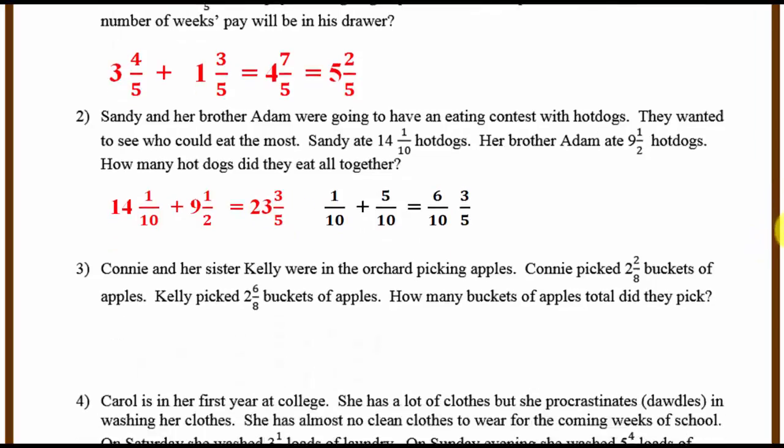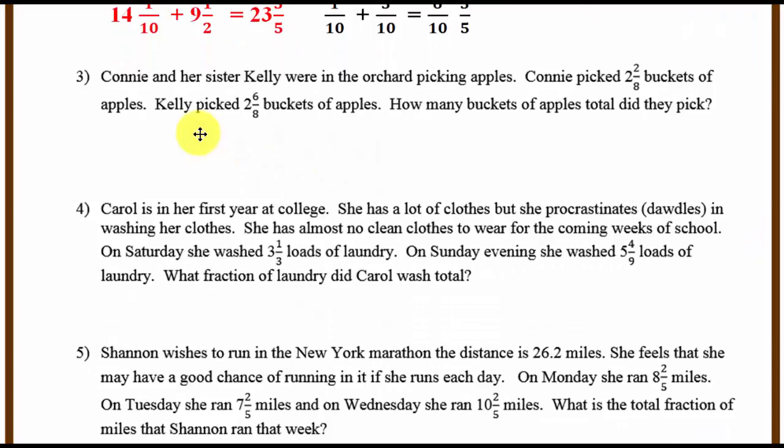Okay, let's look at problem number 3. Connie and her sister Kelly were in the orchard picking apples. Connie picked 2 2/8 buckets of apples. Kelly picked 2 6/8 buckets of apples. How many buckets of apples total did they pick?